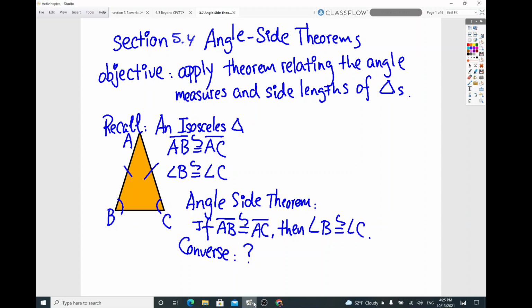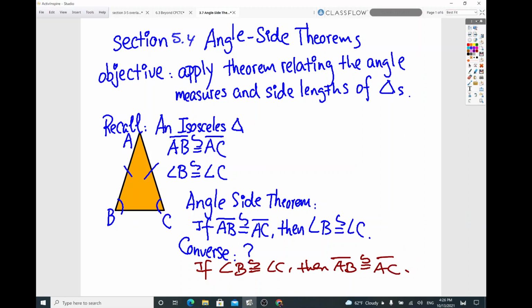It's about segment AB, it's congruent to segment AC, and the base angles have to be congruent as well. So the angle side theorem is saying that if segment AB is congruent to segment AC, then angle B is congruent to angle C. For the converse statement, we just need to swap the hypothesis and the conclusion. So just state that if angle B is congruent to angle C, then segment AB is congruent to segment AC.